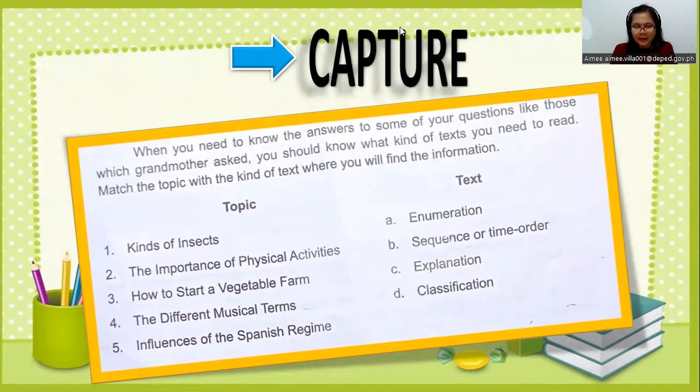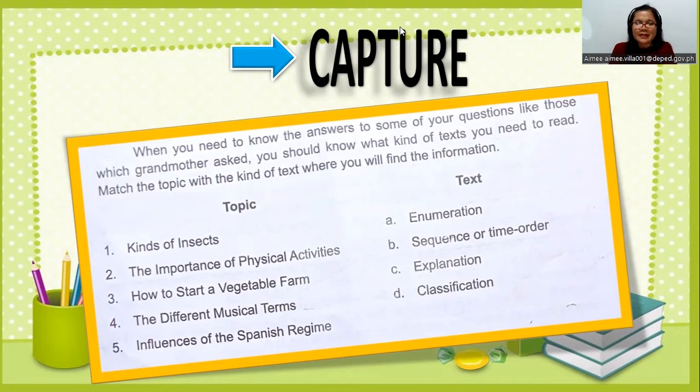Okay, turn your module to page 12. When you need to know the answers to some of your questions like those which grandmother asked, you should know what kind of text you need to read. Now, you are going to match the topic with a kind of text where you will find the information. Topics are written on the left side and the texts are written on the right side. Number 1, kinds of insects. What text are you going to use?